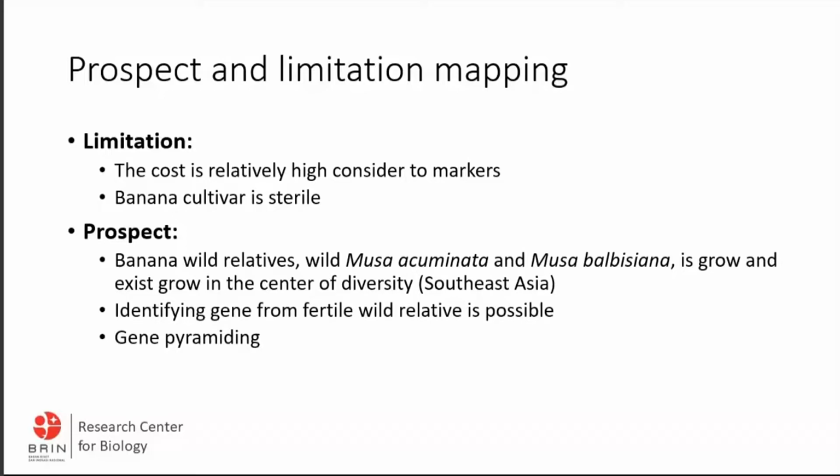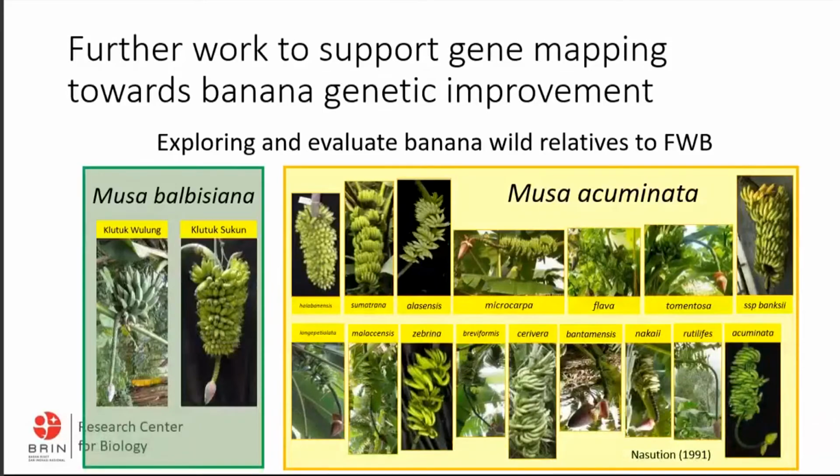And I'm also thinking about a gene pyramiding program in the future, so we can develop improved varieties from wild relatives that contain more than one desired gene. So I think in the near future, we need to do much more extensive exploration and evaluation of banana wild relatives.